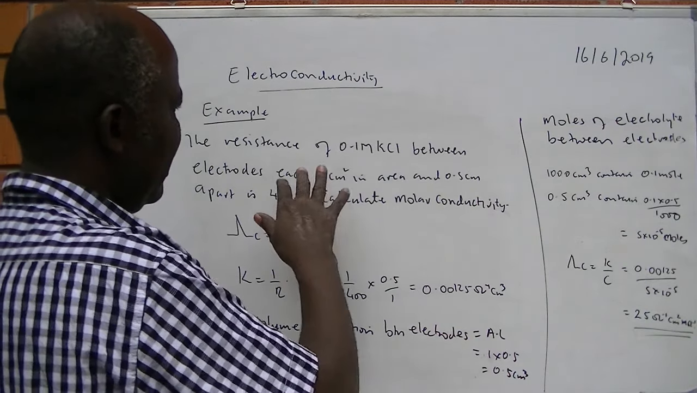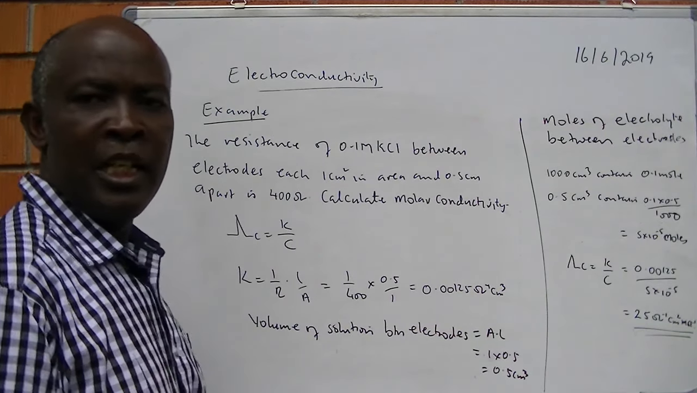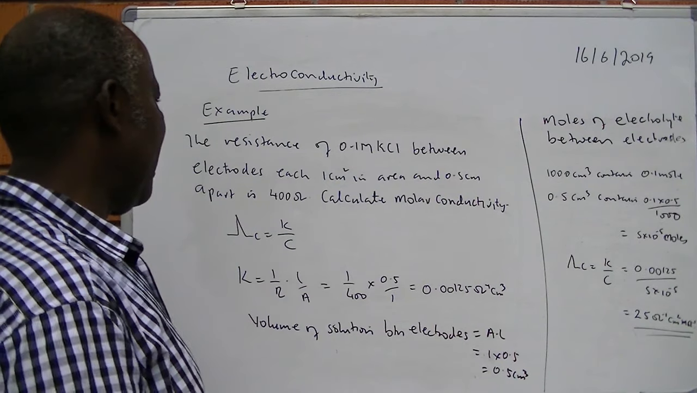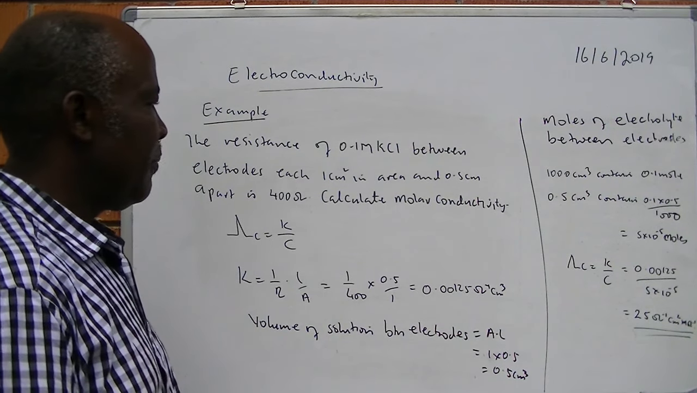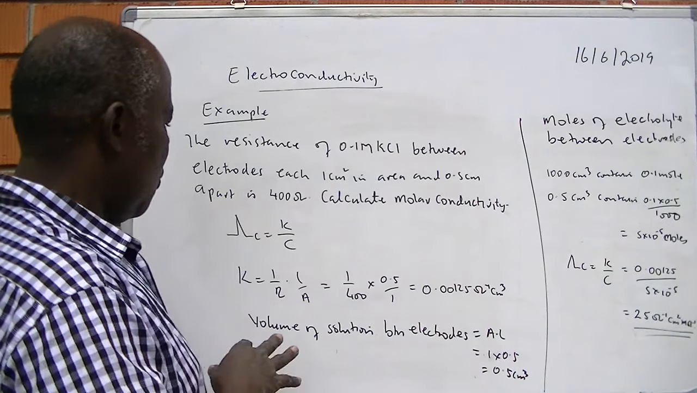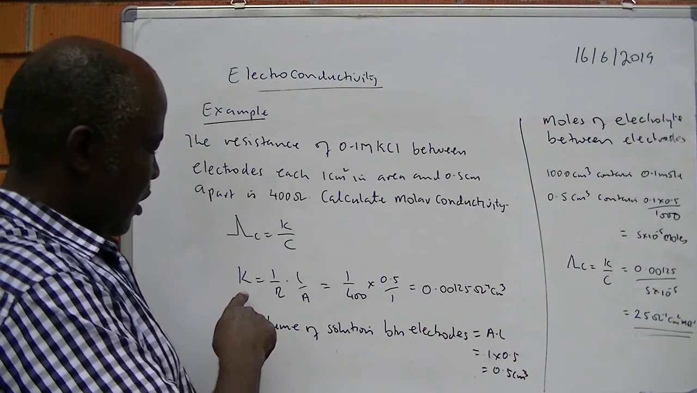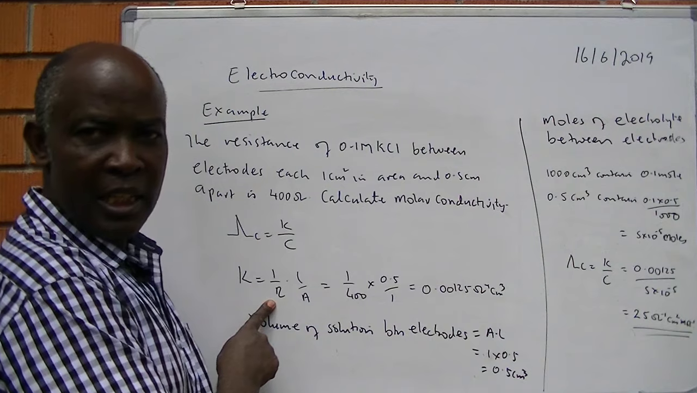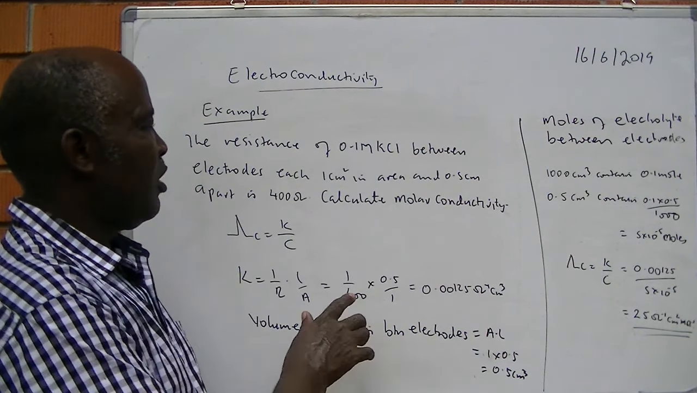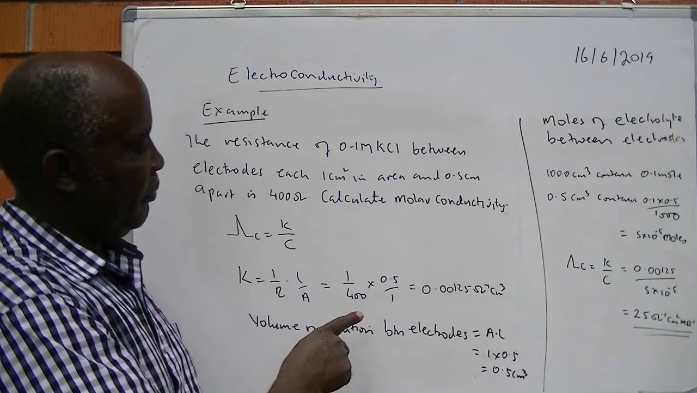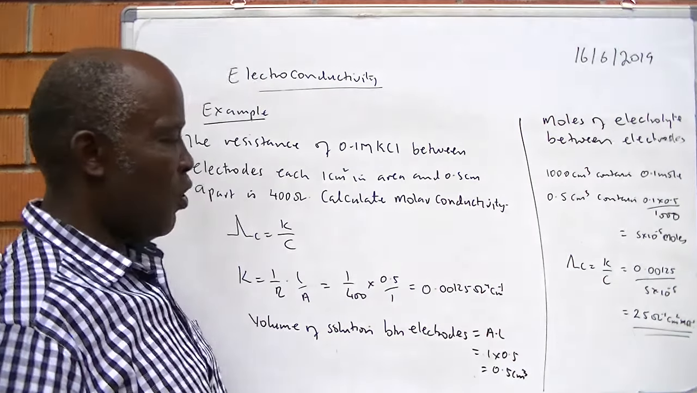Example: the resistance of 0.1 molar potassium chloride between electrodes each 1 cm² in area and 0.5 cm apart is 400 ohms. Calculate the molar conductivity. We said that molar conductivity is equal to conductivity over concentration C. Conductivity is equal to 1 over resistance times L over A, so it will be equal to 1 over 400 times 0.5 over 1, which is equal to 0.00125 per ohm per centimeter.